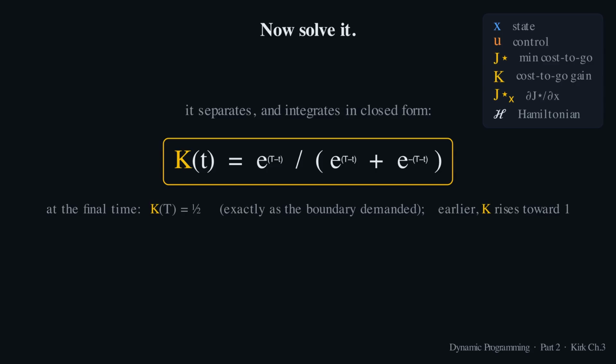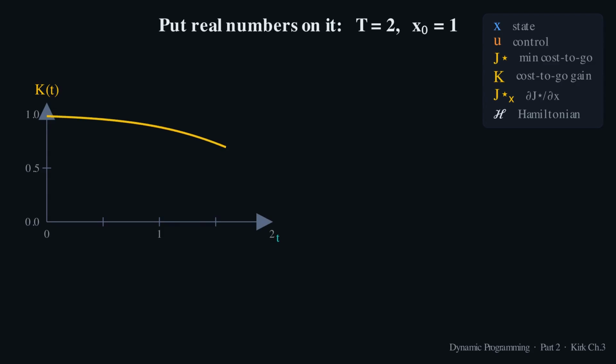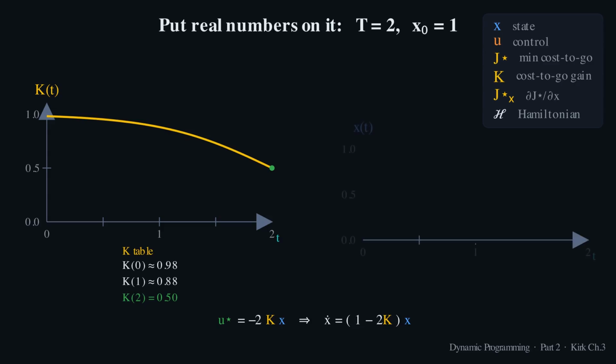Now put real numbers on it. Take a 2-second horizon and start the state at 1. At the end, k is 1/2. At 1 second, k is about 0.88. At the start, about 0.98. Feed that into the control. U star equals minus 2kx. And the state obeys x dot equals 1 minus 2k times x.